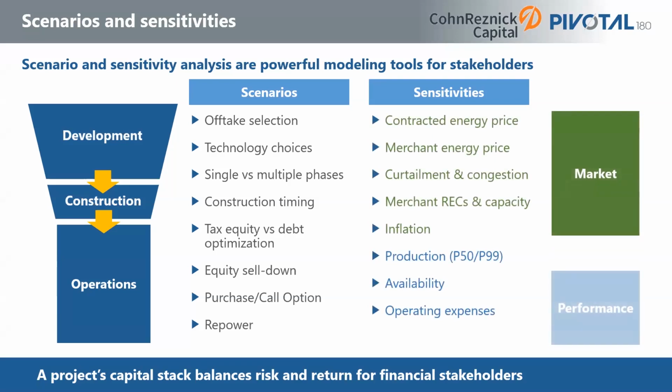Market sensitivities are used to test an investment's impact from external market forces like merchant energy prices or inflation. Performance sensitivities are used to test an investment's impact from external physical forces like weather and internal factors dealing with plant operations. Production factors like P50 and P99 are the most commonly evaluated performance sensitivities. In summary, both scenario and sensitivity analysis are valuable tools used throughout the project's life.